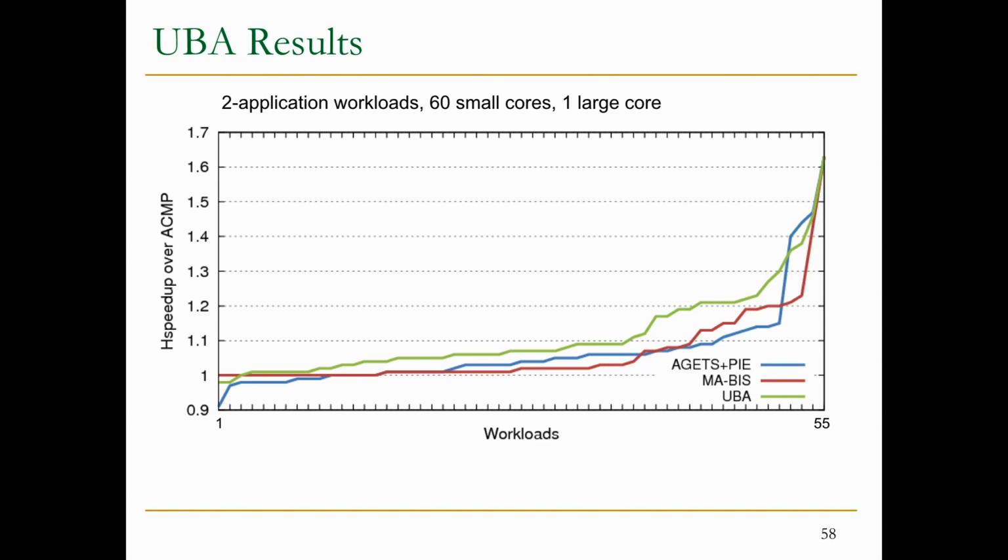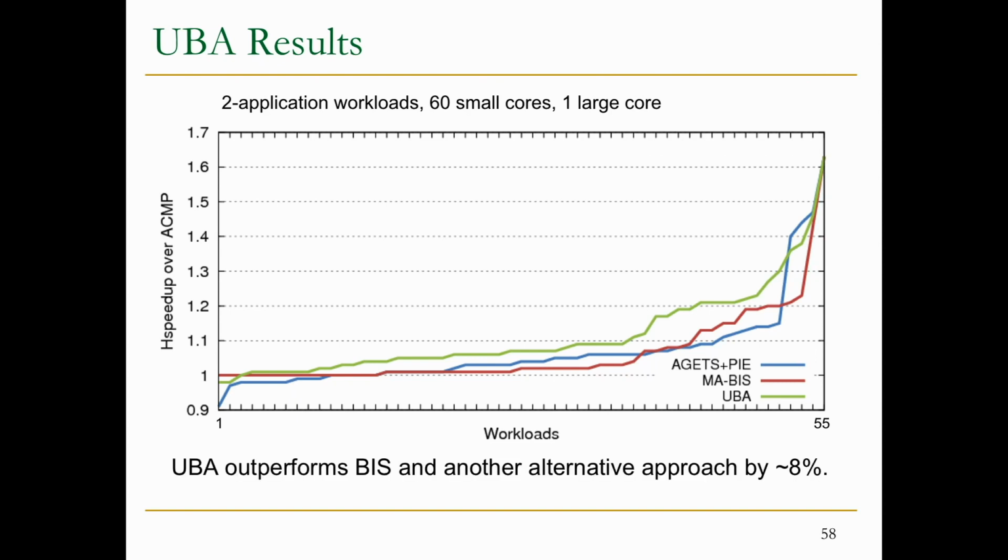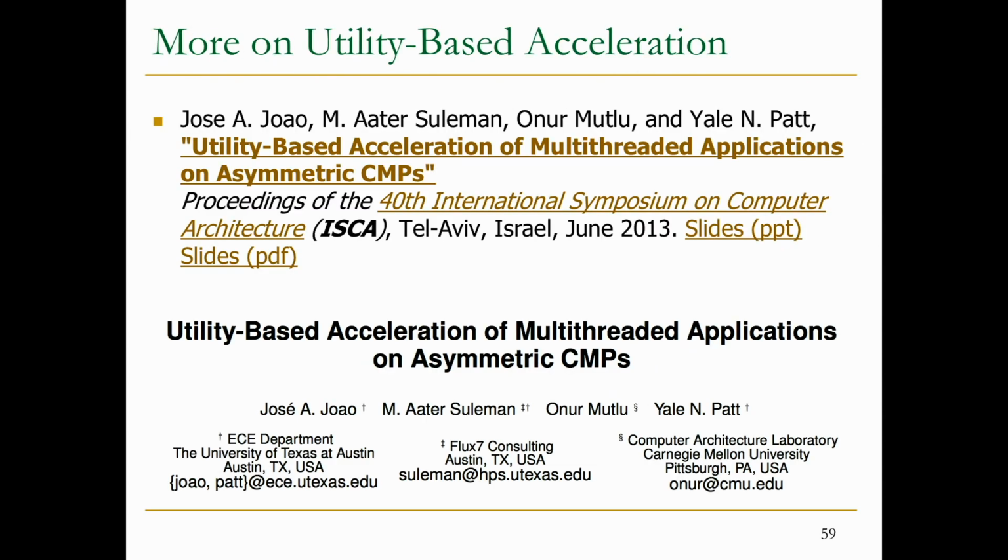Whenever you need to make a decision of migration, this is also a decision of migration. Here you're migrating code. There you're migrating pages. You need to take into account some sort of benefit of migration. Okay. You can read the paper for more detail. And this was part of Jose's thesis. It's not an easy thesis to do.